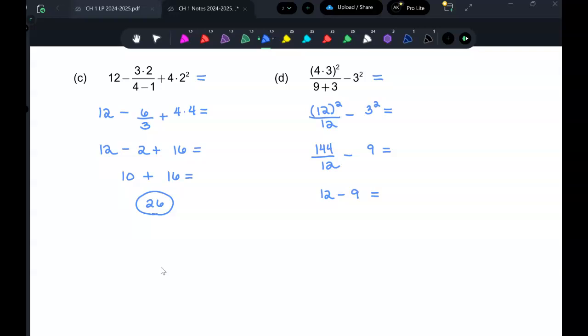12 minus 9. Again, we should get a nice whole number at the end. We shouldn't end up with a fraction. So we're gonna do 4 times 3. The answer's 3. I think the answer might just be 3.